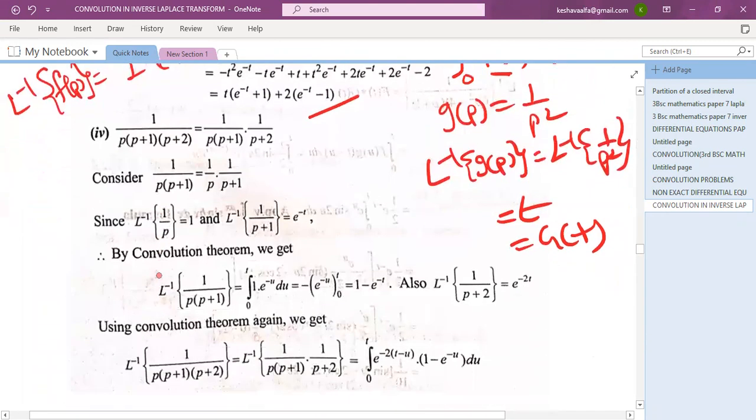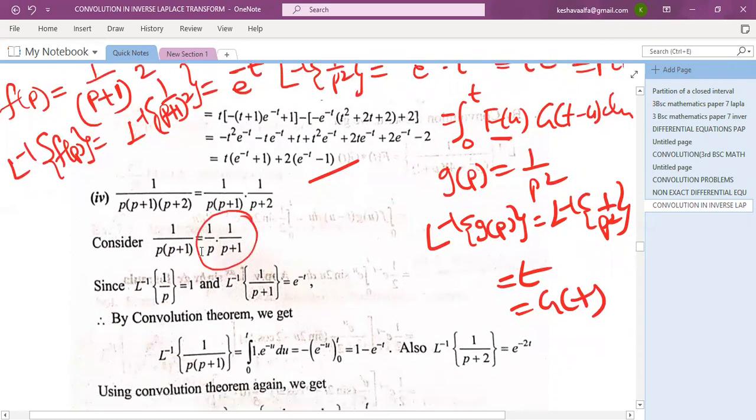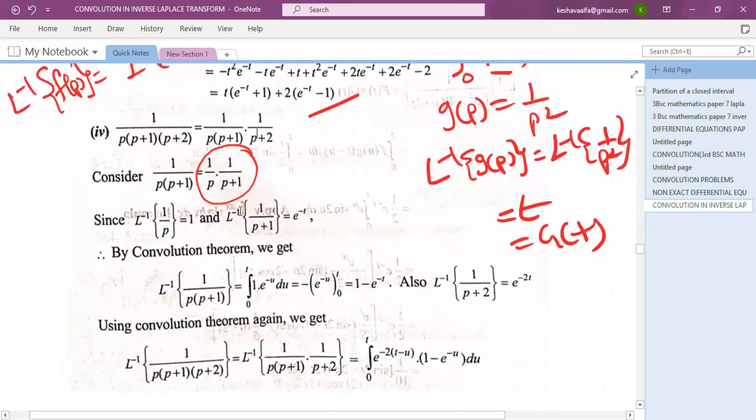So next, what is 1 by p into (p plus 1) into (p plus 2)? It can be written as 1 by p into (p plus 1) times 1 by (p plus 2). So consider 1 by p into (p plus 1). First, using convolution, we find the inverse Laplace transform of these two functions. L inverse of 1 by p is 1. We know that L inverse of 1 by (p plus 1) is e power minus t. By using convolution, 1 by p into (p plus 1) can be written as integral 0 to t.